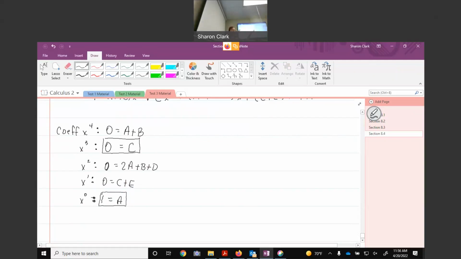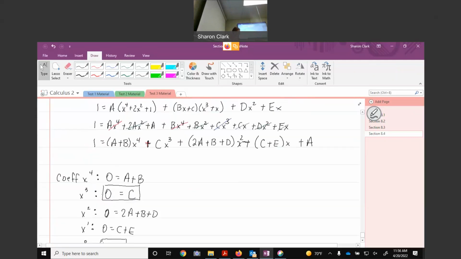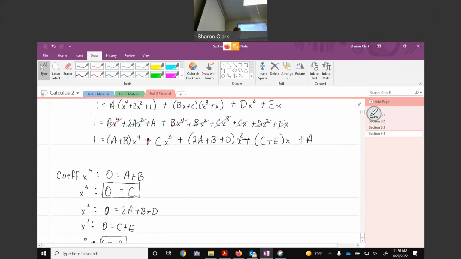It's the same identity. You can write this P1 over here as 0x to the 4th plus 0x cubed plus 0x squared plus 0x plus 1. Right, right. All right, hold on, slow down.